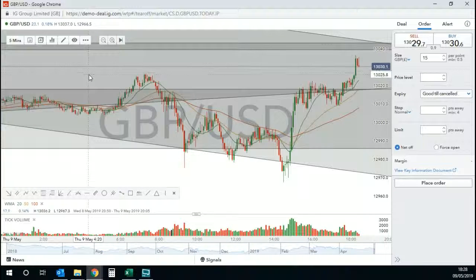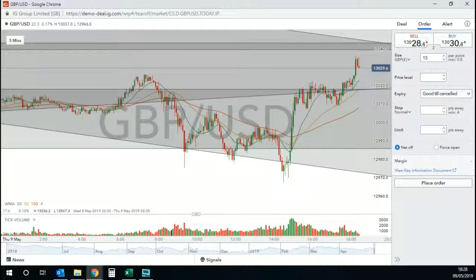A 15-point loss. So not a good one, but the opportunity was there, and it's a game of odds, which is why I always try to look for the 1 in 4. So if we get 2 in, we get half right, even get 1 in 3 right, we'll make a bit of money. And if we get 1 in 4 right, then we shouldn't be losing money, which I think is the key thing when we're trying to start trading. So okay, job done.